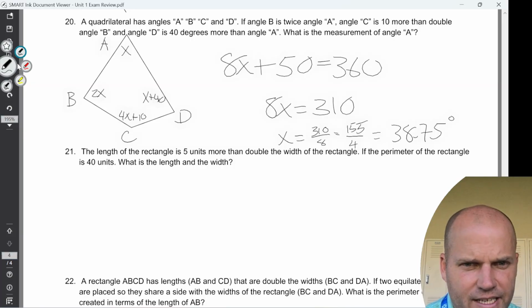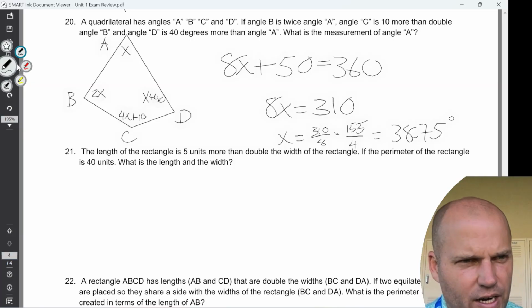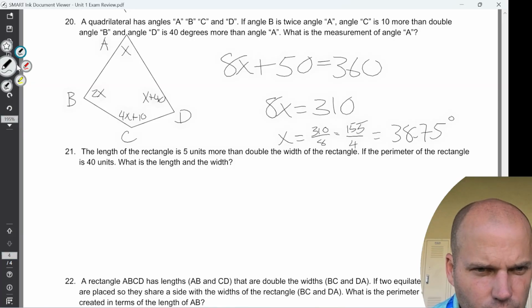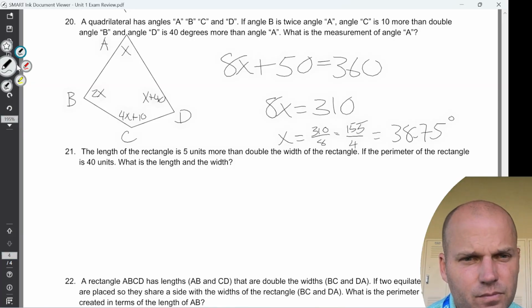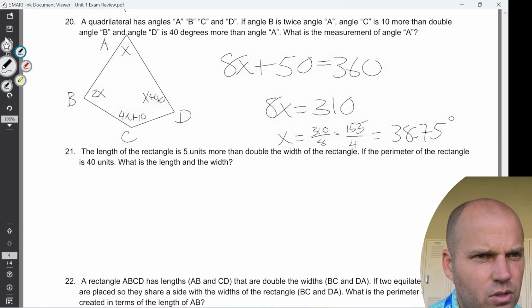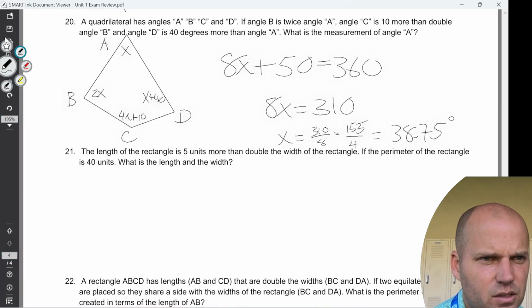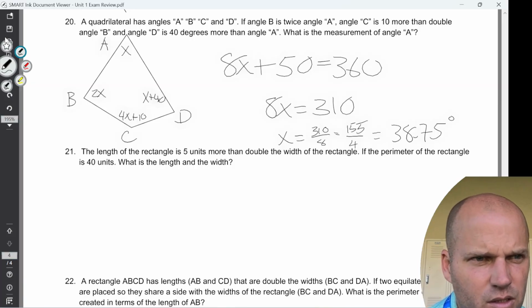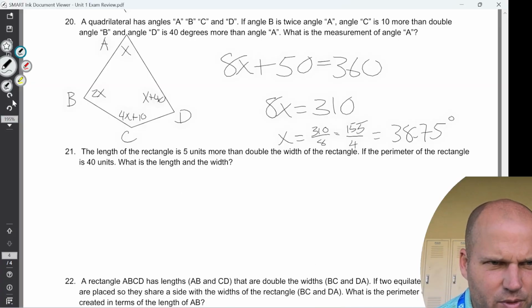Okay, the length of a rectangle is 5 more than double the width of the rectangle. So it's a rectangle. A rectangle has two of the same lengths, two of the same widths. Sorry, my cursor just froze. Be right there. Wow, computer is really slow right now. All right, cool. Maybe because I have the calculator open? Hopefully not.